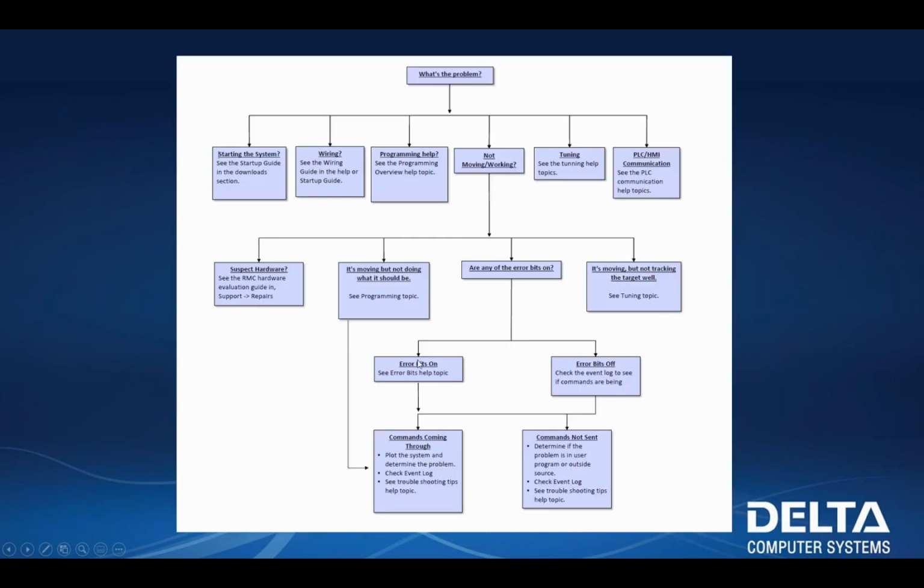So that's kind of where our problem lies. Let's go through our chart and see what we need to do. What's the problem? Well, it's not moving or working. Are any of the error bits on? For this, I don't see that there's any error bits on. It's moving, but it's not doing what it should be. It's tracking just fine. Hardware is just fine. But again, both the error bits and the moving and not doing what it should be tell us we need to plot the system, check the event log, see what's going on here. We know that the commands are coming through. We're actually getting movement, but let's see if we can determine what's going on here.